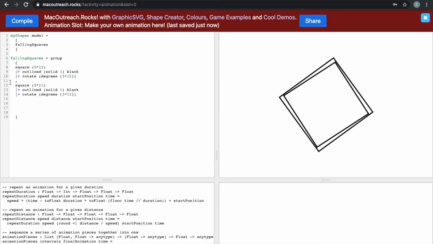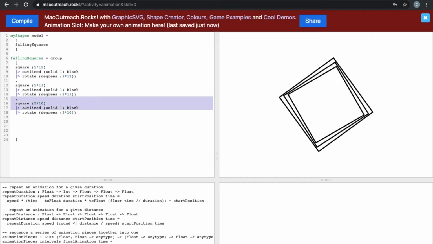Let's go ahead and make that third square. Okay, once again, we're going to want the third square to be 5 units smaller than the second square. So instead of 5 times 11, we're going to do 5 times 10. And instead of 3 times 11, we're going to do 3 times 10 here for the rotation. Let's hit compile and see what happens. Yep, once again, we have what we want. And let's do that for the fourth square.